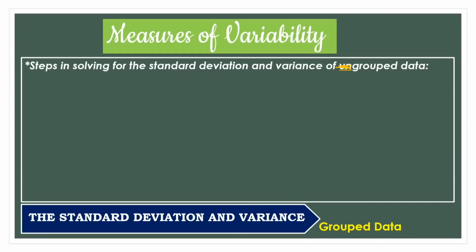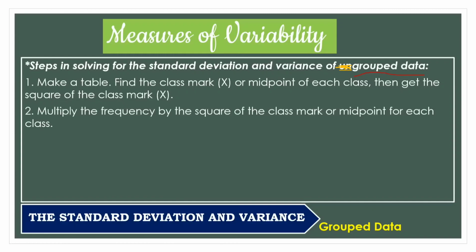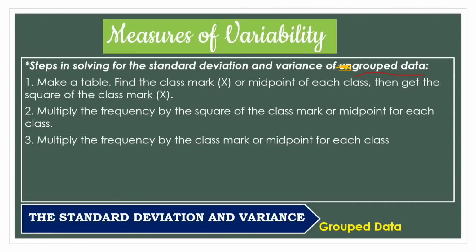So, steps in solving for the standard deviation and variance of grouped data. This time we are going to solve an example that involves grouped data. We also have a series of steps. The first step is to make a table. Find the class mark or midpoint of each class, then get the square of the class mark. For step 2, we multiply the frequency by the square of the class mark for each class. And then for step 3, we multiply the frequency by the class mark for each class.